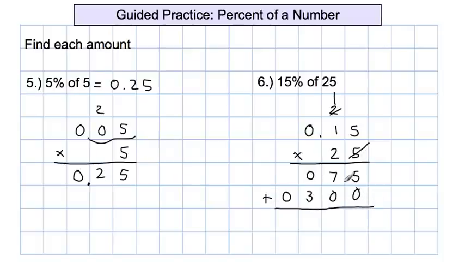Adding 5, 7, and 3. And then placing the decimal place in the product. I count decimal spaces in the factor here, 2, and then in the answer, or in the product, 2. So 15% of 25 equals 3.75.